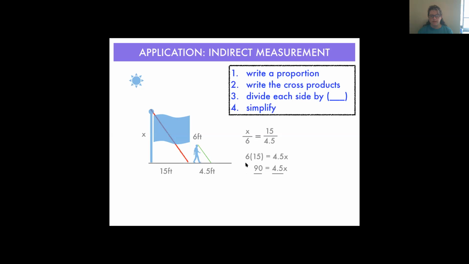All right, so 6 times 15 is 90. And we didn't do anything to this side. We just wanted to figure out what 6 times 15 was. All right, now we need to get rid of this 4.5 since it's already multiplying. It's 4.5 times x. So we're going to do the opposite, which is to divide. So we're going to draw our line underneath. 90 divided by 4.5 and 4.5 divided by 4.5. Okay, remember what you do to one side, you have to do to the other. So your answer is 90 divided by 4.5 is 20. So the flagpole is 20 feet tall. All right.